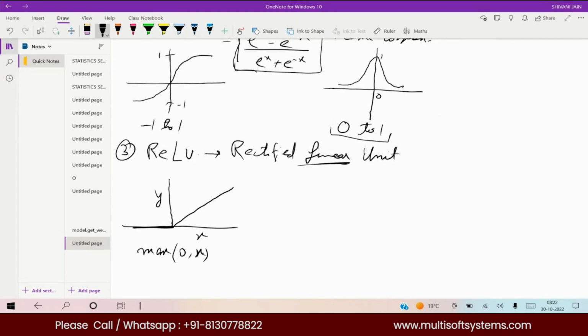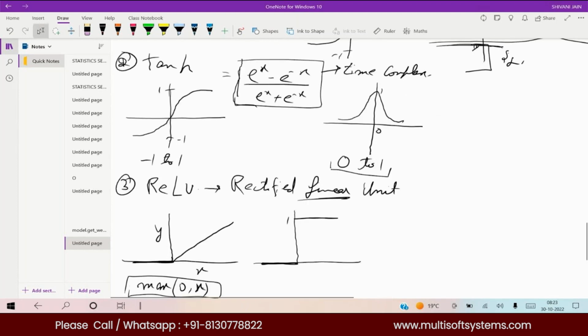If I want to see the derivative for this, the derivative will be, for less than 0, it will be 0. For greater than 0, it will be 1. Very simple, right? Here, the math is very easy if you compare this with this, right?